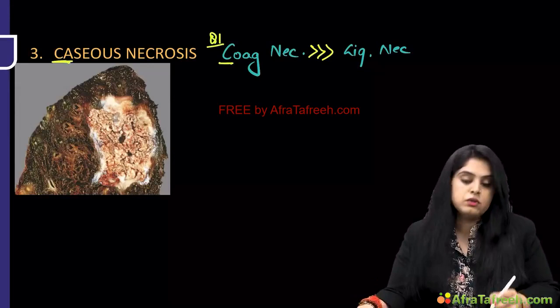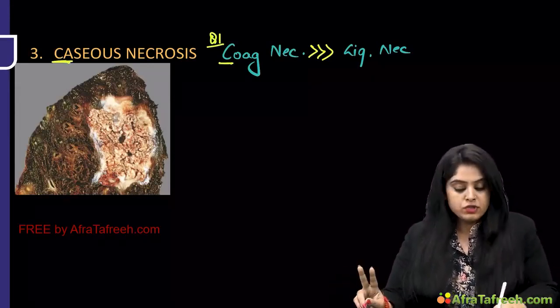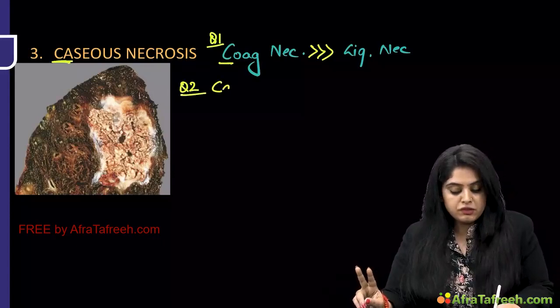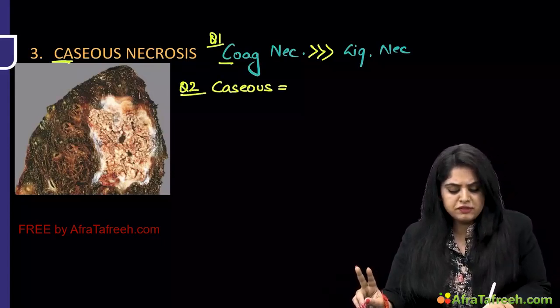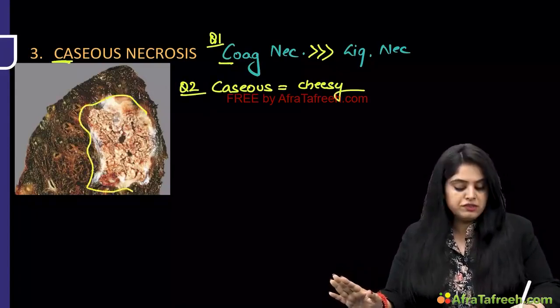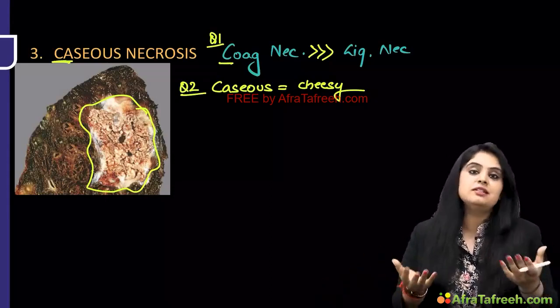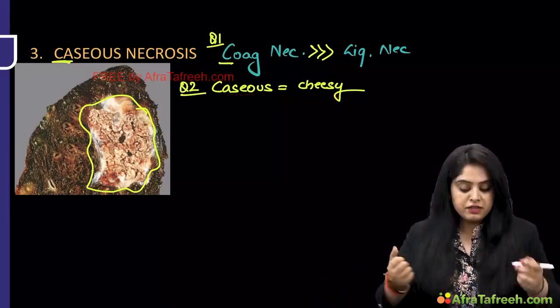So C for C, coagulative necrosis is the more common one that you see in caseous. Question 2, what is the meaning of caseous necrosis? This everyone knows since first year of MBBS only. Caseous means cheesy. So you're going to see some cheesy white, nice cheesy white, and cheese is ruined for a lifetime, because cheesy material is what you see on a caseous necrosis.